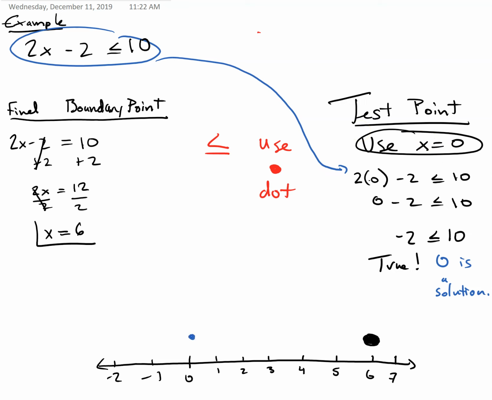Alright, and that is the hint, the giveaway. Once you test a point, you know that from our boundary point, all the solutions have to be this way, right? Because if 0 was a solution, and one side of the boundary point will be solutions, then this has to be the side. The side with 0. Okay, so this has been a short review. Don't forget to write your answer. X is less than or equal to 6.